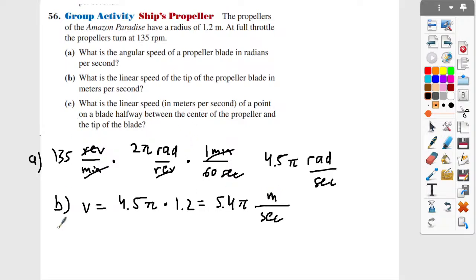What is the linear speed of a point halfway between the center of the propeller and the tip of the blade? Well, if it's halfway there, is it still going to be spinning at the same speed? Is it still going to be spinning at the same angular speed? Is it still going to be spinning at the same linear speed? Well, let's think about it.